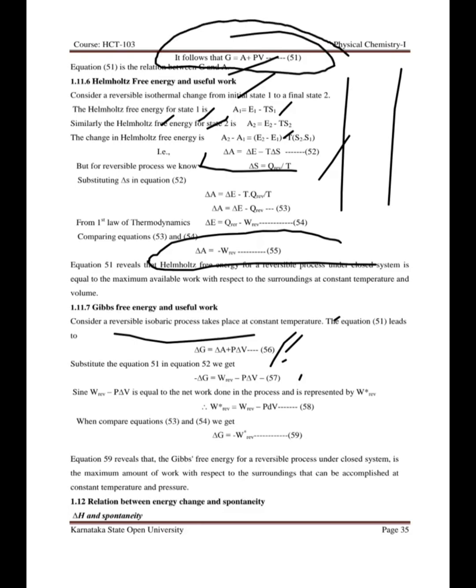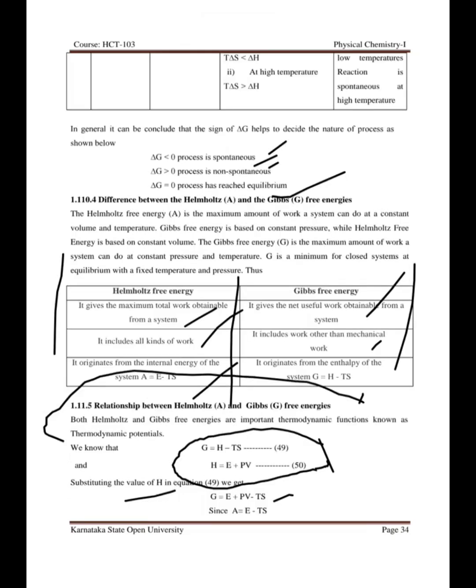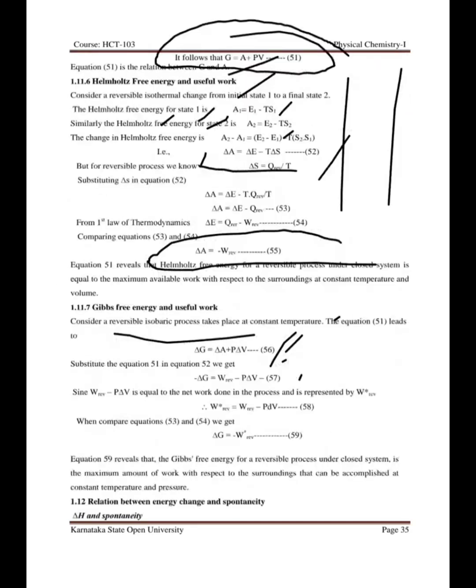So this is the relation we have got from the Gibbs free energy and Helmholtz free energy relationship that we are going to substitute. And further, the mathematical expression is given here in equation 59. So this is with respect to Gibbs free energy and useful work.